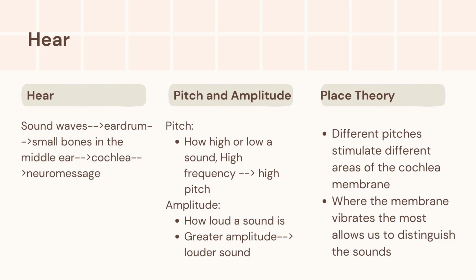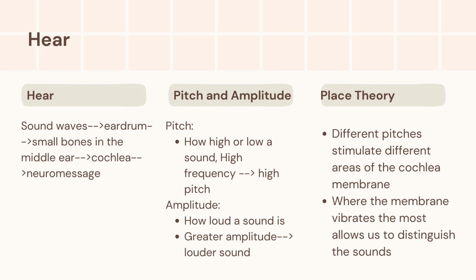And there are some theories that we're going to talk about. The first one is the place theory. Basically, different pitches stimulate different areas of the cochlear membrane, so the membrane vibrates the most in that area to allow us to distinguish the sound. The frequency theory says that the rate of nerve impulses matching the frequency of a tone allows us to detect the pitch.